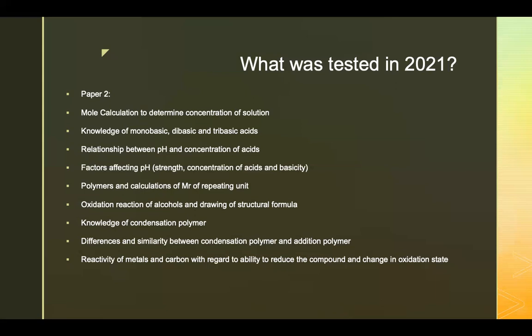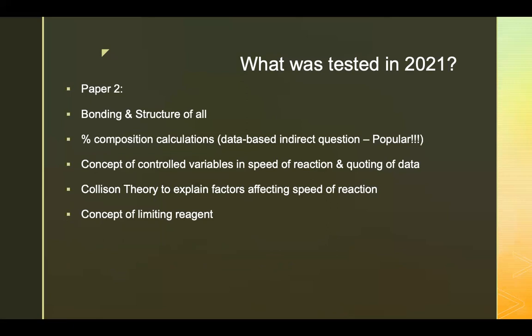Then finally, we have the question on reactivity of metals with carbon with regard to ability to reduce a compound and change the oxidation state. Then we have more questions like bonding and structure for all the types. Giant metallic lattice structure, it came out. Giant molecular structure using silicon dioxide as an example, it came out. Carbon dioxide simple molecular structure.